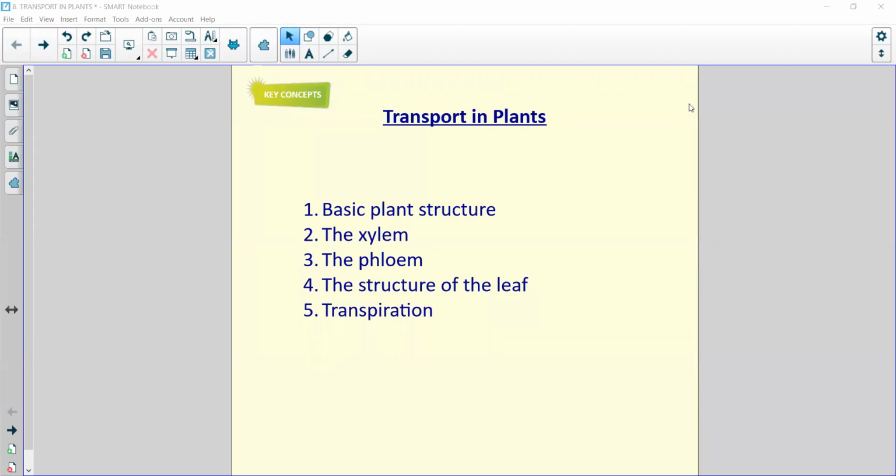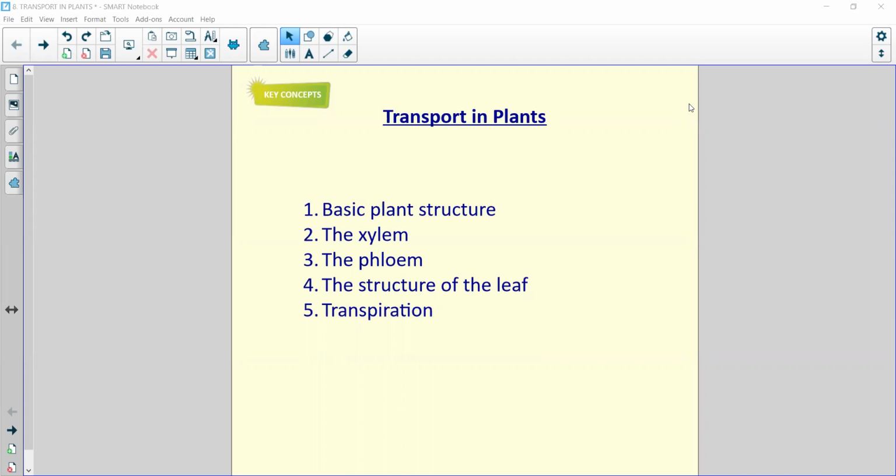So this topic is all about transport systems in plants, and this is part of a sort of wider topic on transport systems in general. So we're going to look at the transport systems in plants in this lesson, and then in the following lesson we'll start looking at some of the ones that are in animals. So first of all, what is a transport system?